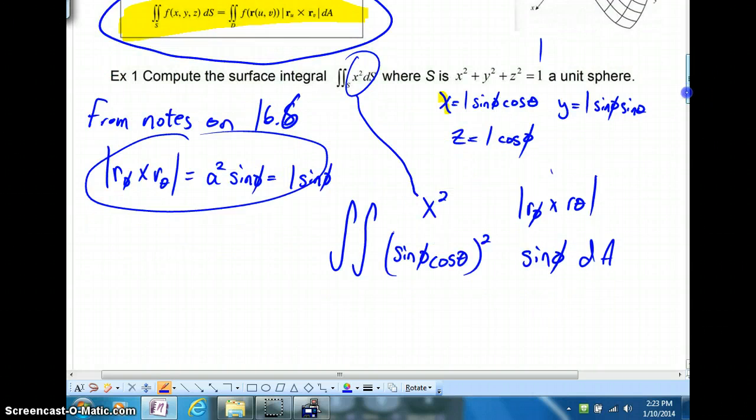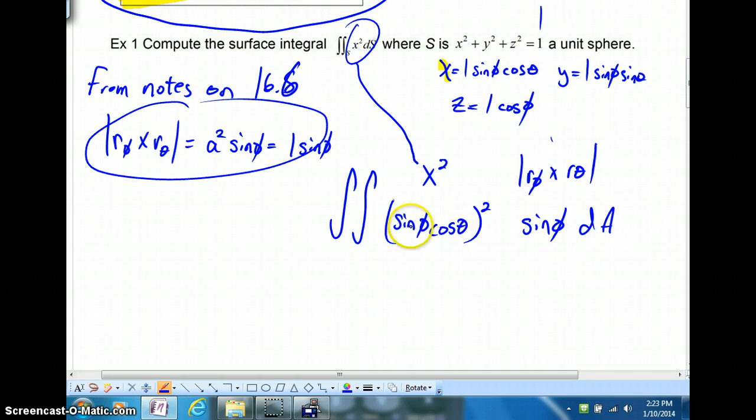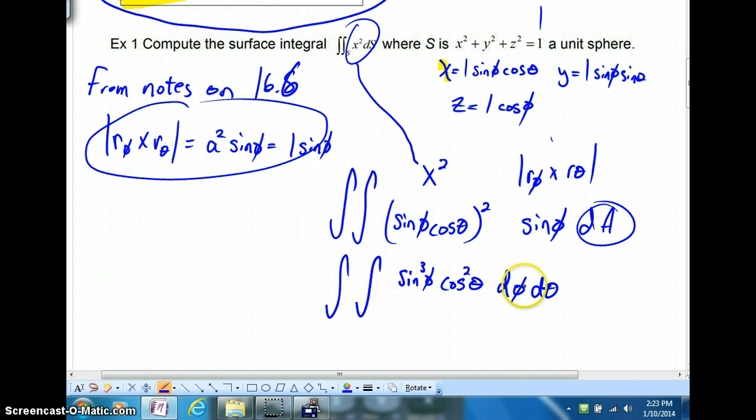And then very quickly, I stopped right here, but I just want to hopefully state the obvious. Cleaning this up, we've got sine squared of phi and another sine of phi. This is sine cubed of phi. And then we'd have cosine squared of theta. But our dA is dependent on our parameters, so we could have d phi and d theta. And our sphere, what do you think our boundaries are for phi if we've got a full sphere here? We're going to go from what to what?